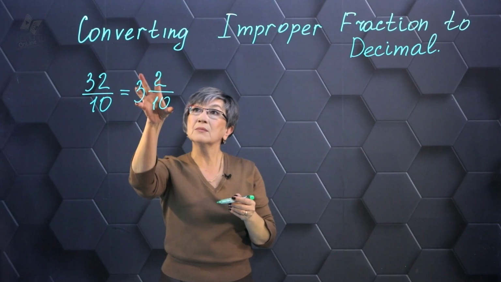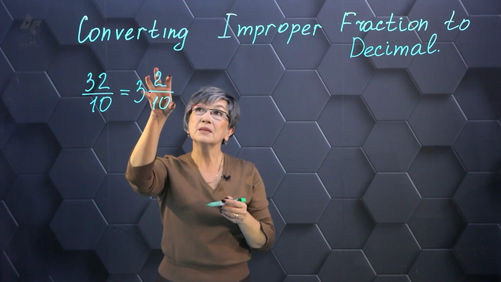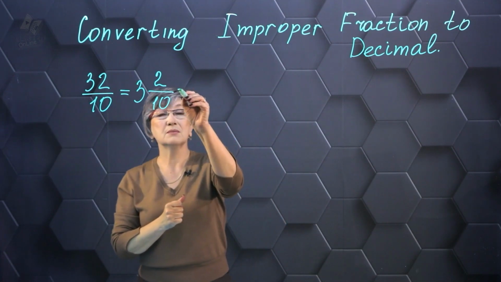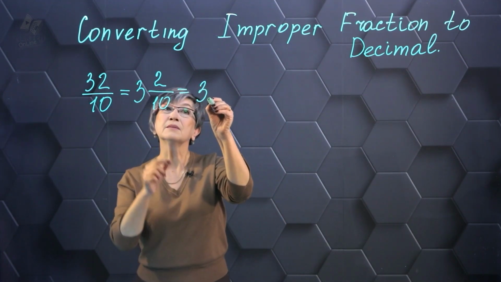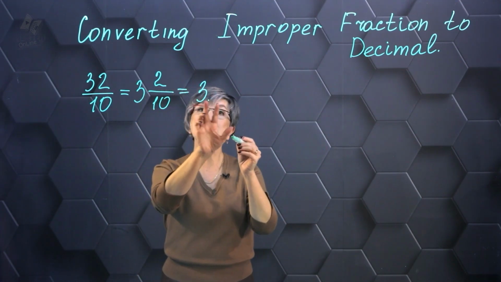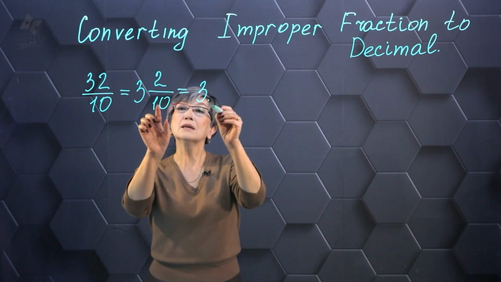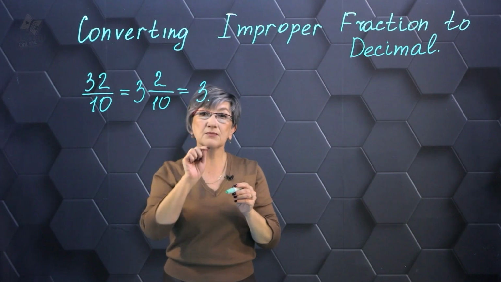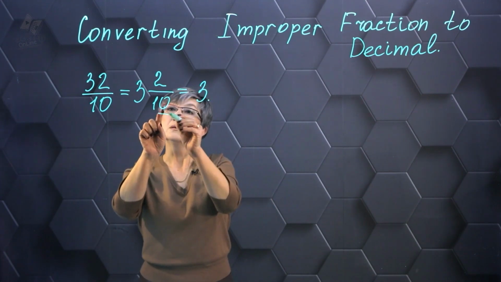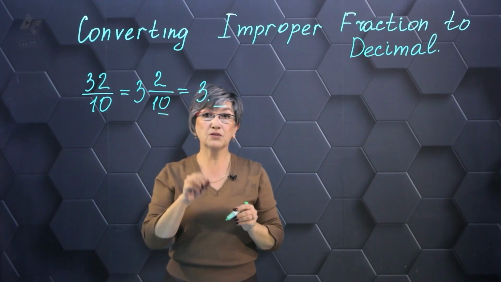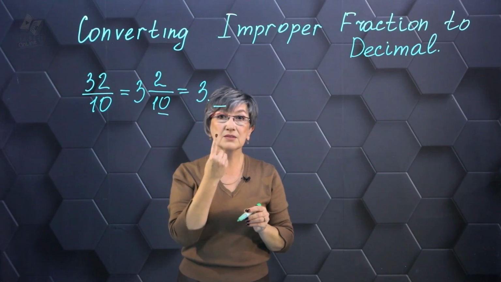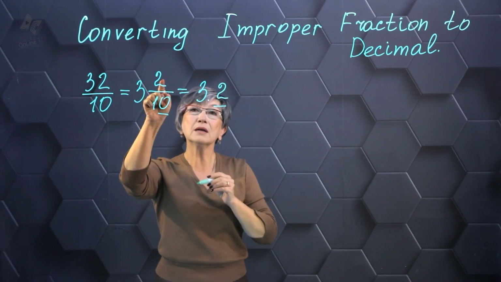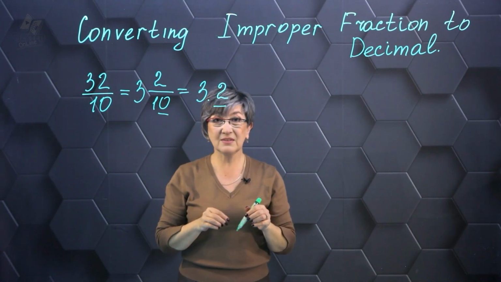Now this mixed fraction, we can write as a decimal. We write down 3 integers, separating the whole part from the fractional part. And then we pay attention to the number of digits after the dot. 10 has one zero, so after the point there should be 1 digit. The numerator contains 1 digit, so the result is 3.2.